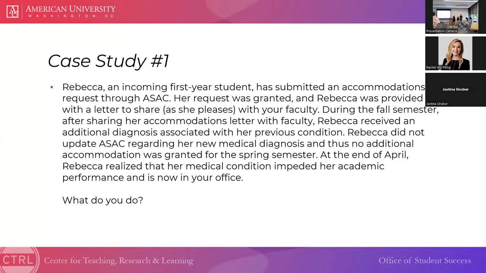So let me just go through these scenarios, okay? We have scenario case study one. Rebecca, an incoming first-year student, has submitted an accommodations request through ASAC. Her request was granted, and Rebecca was provided with a letter to share as she pleases with her faculty. During the fall semester, after sharing her accommodations letter with faculty, Rebecca received an additional diagnosis associated with her previous condition. Rebecca did not update ASAC regarding her new medical diagnosis, and thus no additional accommodations were granted for the spring semester. At the end of April, Rebecca realized that her medical condition impeded her academic performance and is now in your office. I don't know who has that one, but that's an interesting one, okay?